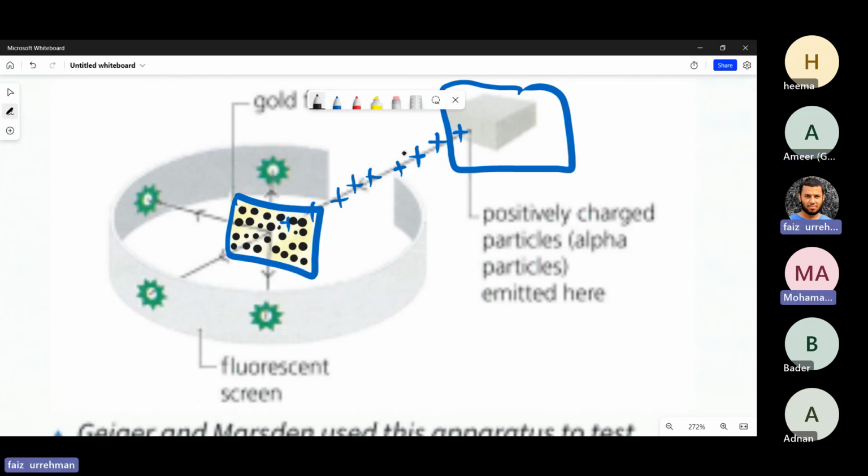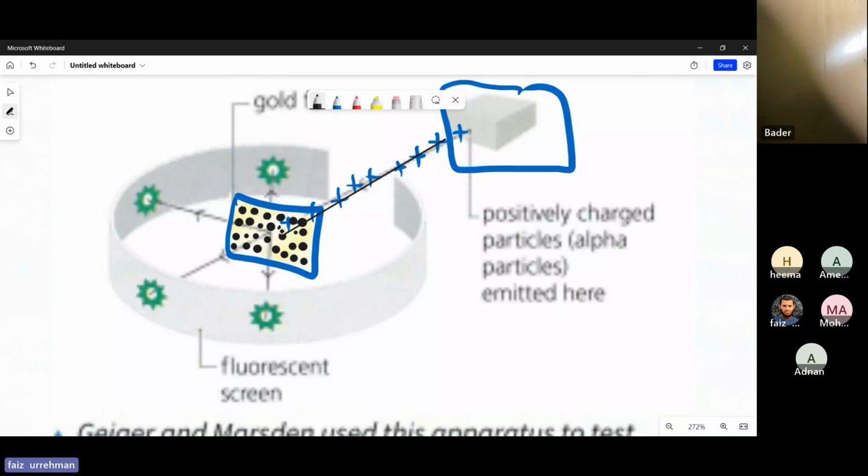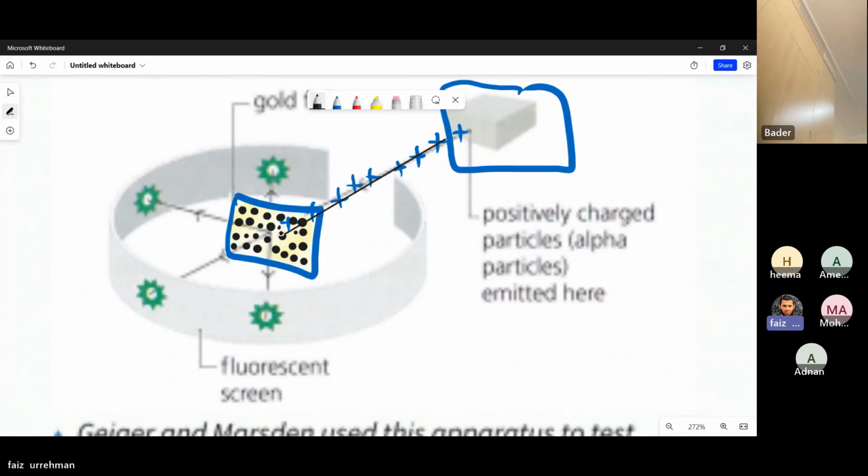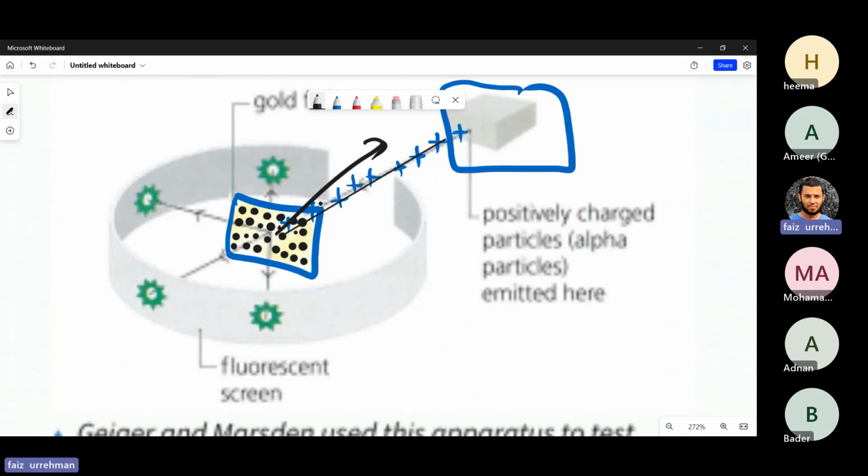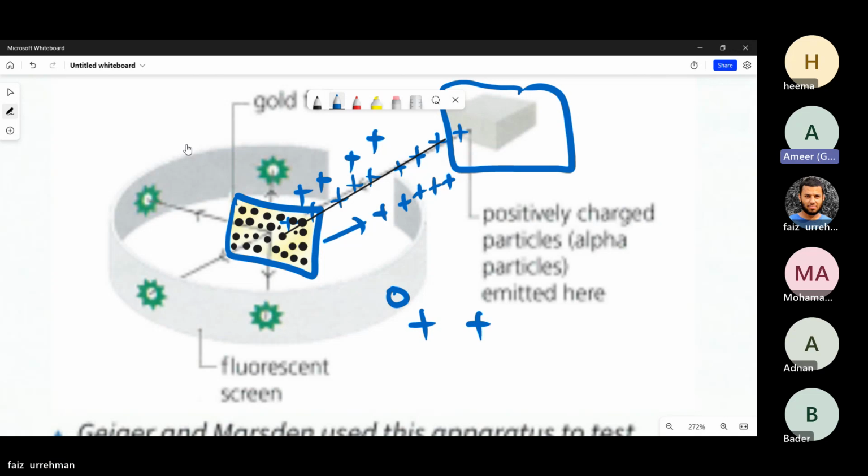What he observed is that these positive guys are hitting the positive stuff. So what happened? One out of 10,000 positive particles bounced back. Which particle? That blue particle that was coming hit the black particle, and then it's going back. The blue particle is going back. Did you understand why? Because a positive guy will repel the positive stuff. Understand? Every time it hits an atom inside the gold foil, it will be repelled back.